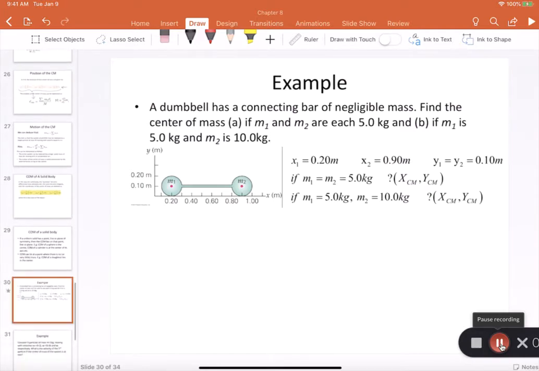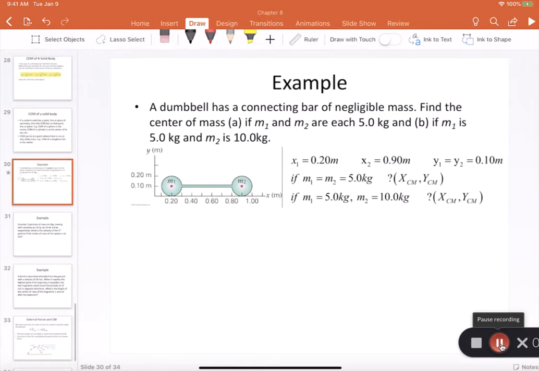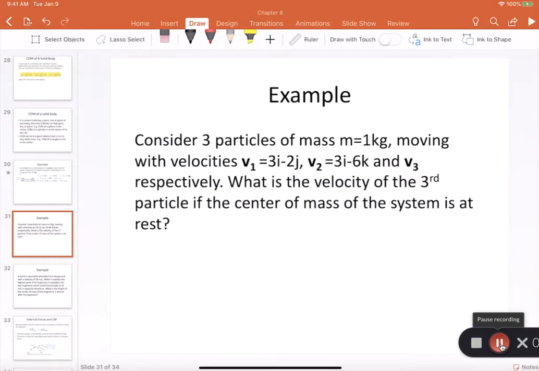So now let's look at a couple of applications of these ideas. This problem is fully worked out on the slide, so you can just try this on your own. Let's look at this problem. So you've got three particles. You have the masses of the particles. They're all the same. Actually, you've got the velocities of two of the particles, and you're told that the center of mass of the system is at rest.